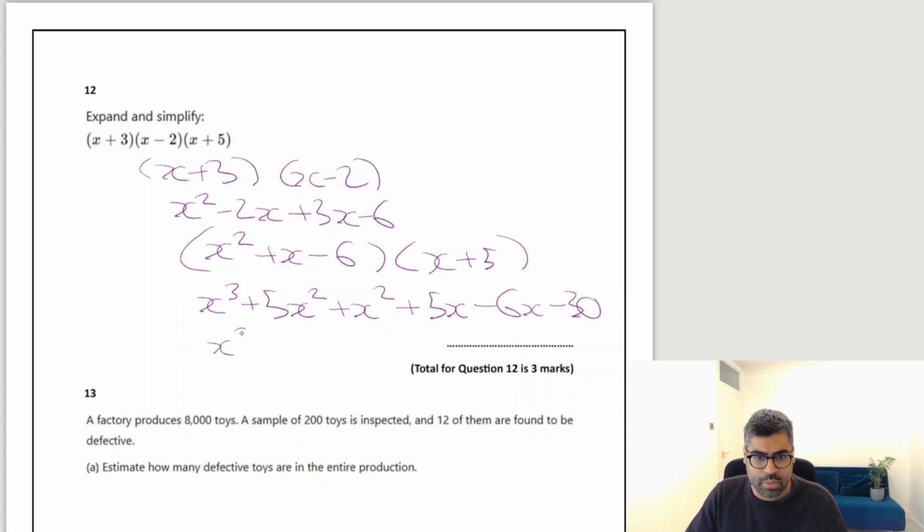Simplifying this all out, we've already got it in the right order, so we're going to have x cubed, 5x squared plus x squared is plus 6x squared, 5x minus 6x is minus x, and we have minus 30, which is our answer for question 12.